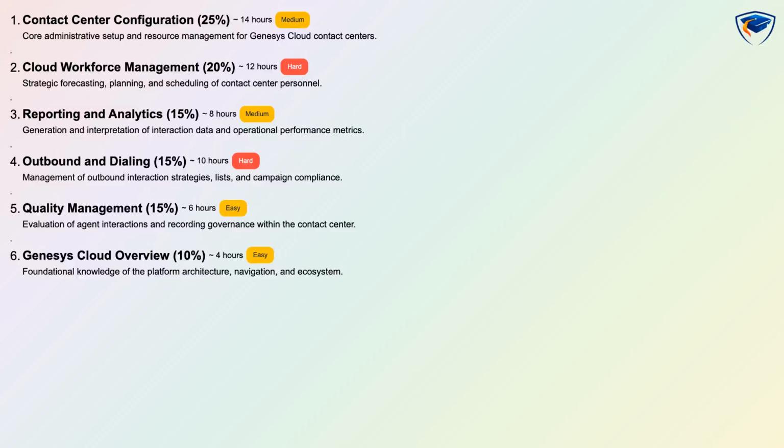Contact center configuration is 25%. Cloud workforce management is 20%. Reporting and analytics is 15%. Outbound and dialing is 15%. Quality management is 15%. And Genesys Cloud Overview is 10%.